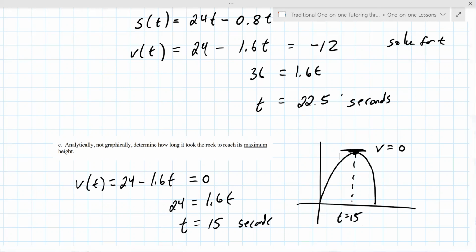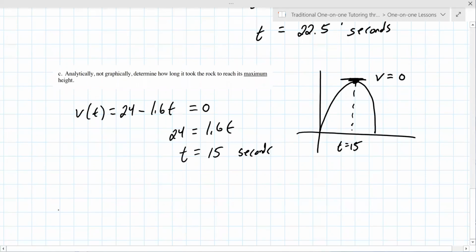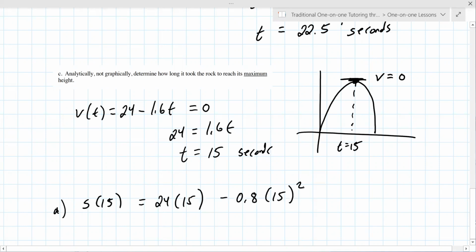Okay. That makes sense. Part D asks for the max height. Shocking. So it wants you to evaluate S of 15 because it wants to know how high. So that's 24 times 15 minus 0.8 times 15 squared. Go back to my calculator. We said 15, right? 24 T. So that's 180 meters.